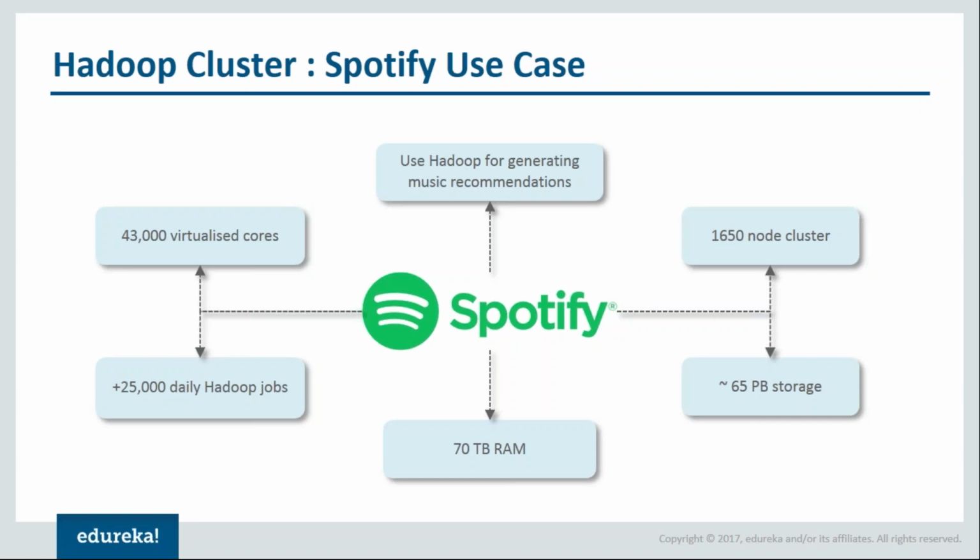Spotify has got 1,650 node clusters, and they have got approximately 65 petabytes of storage. Spotify has 70 TB of RAM, they run more than 25,000 daily Hadoop jobs, and it has got 43,000 virtualized cores. So it is even a larger cluster than Facebook, right? These were two use cases that use a Hadoop cluster in order to process and store big data.